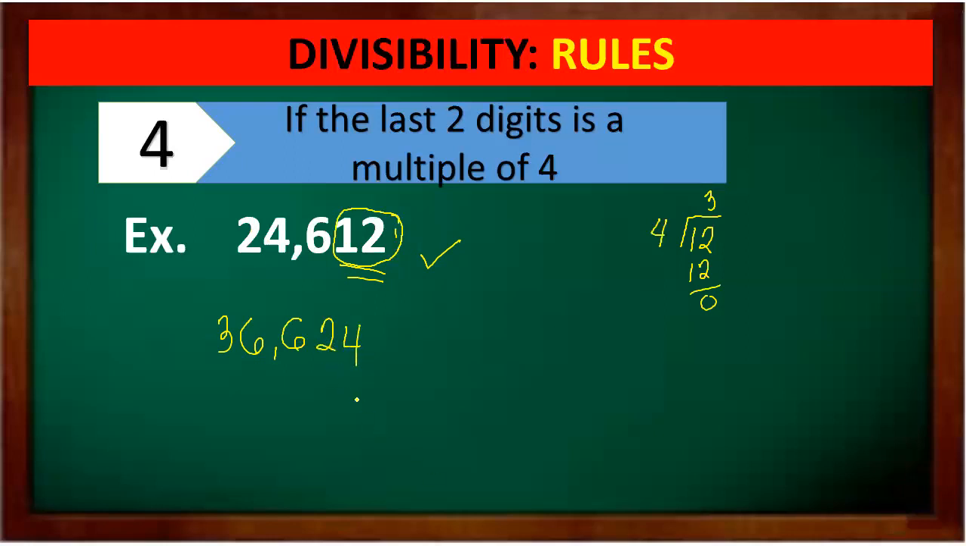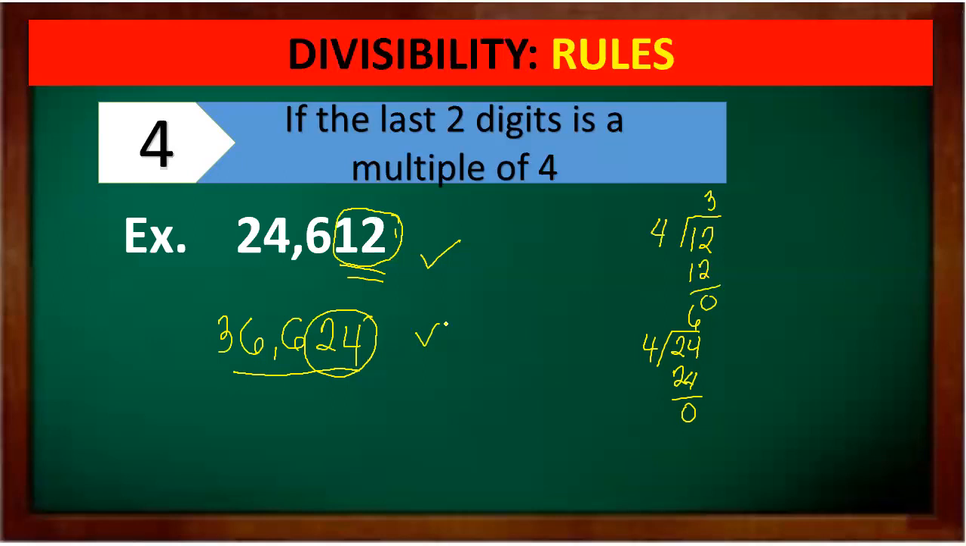Okay? Anong last digit ng 36,624? The last 2 digits is 24. Now, you check. Is 24 a multiple of 4? Yes. Okay? Because when you divide 24 by 4, that is actually equals to 6. 24, 0 remainder. So therefore, 24 is a multiple of 4. So if the last 2 digit is a multiple of 4, therefore, your number is divisible by 4. Okay? So that is the rule for 4.